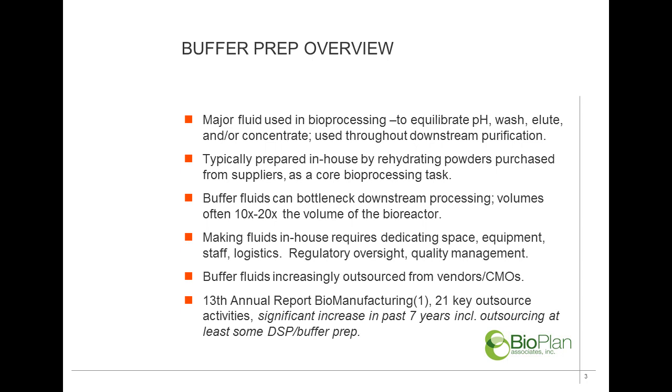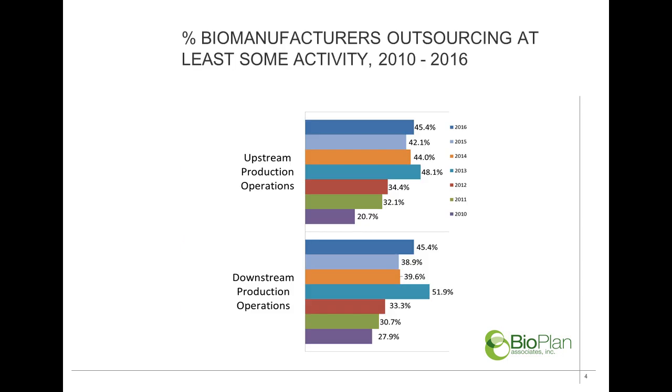So what we want to do is start by looking at some of these costs associated with buffer prep, and then move on to some of the other benefits and disadvantages of either in-house versus outsourced decision making. I want to start with one of the data points from our annual report, where we have identified 21 key outsourced activities, and we see that over the last 7 years there's been a rather significant increase in all outsourced activity. In particular, on the downstream side, you can see that since 2010, the percent of manufacturers outsourcing at least some of the downstream production activities is increasing, and that's likely to continue to increase.